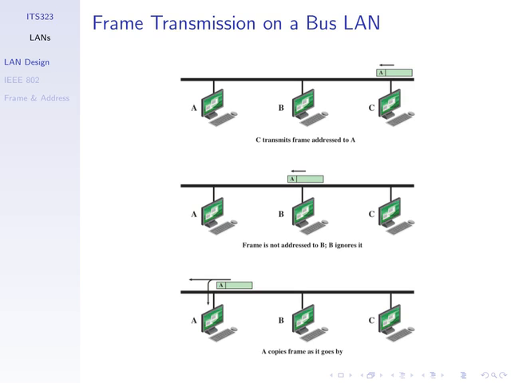B sees the frame going past, notices the frame, but notices it's not the destination, so effectively ignores that frame. A receives it and takes a copy. If the bus is extended along here, the frame keeps going. So everyone receives, or can potentially receive, a copy. Only those that are the destination take a copy of that frame.